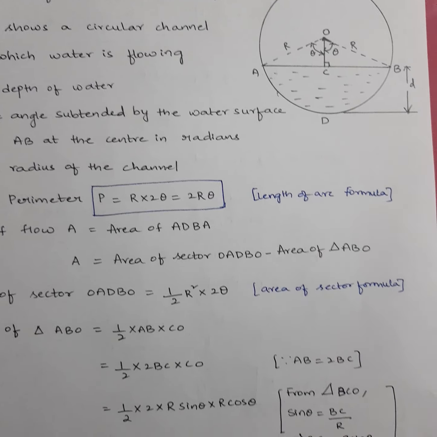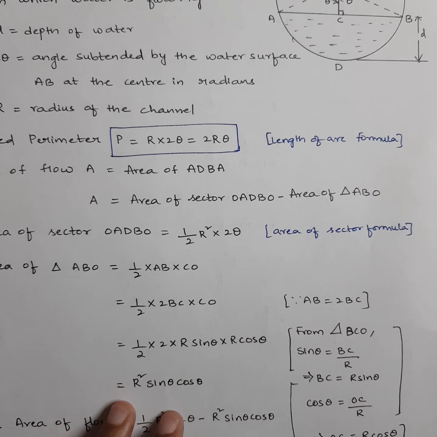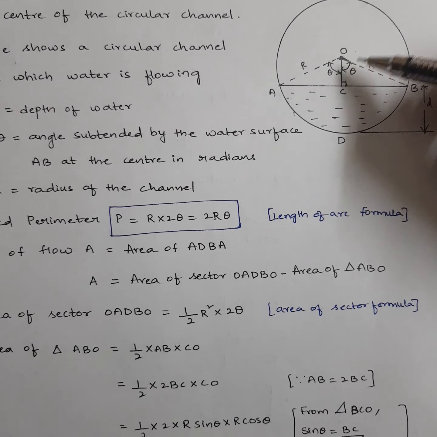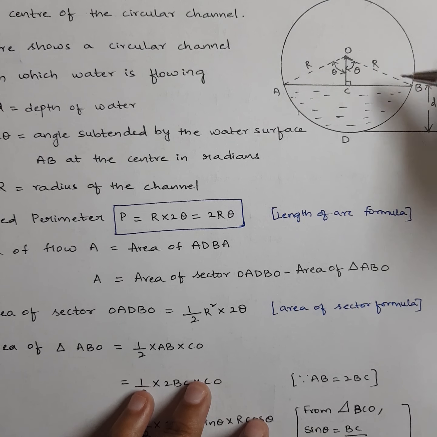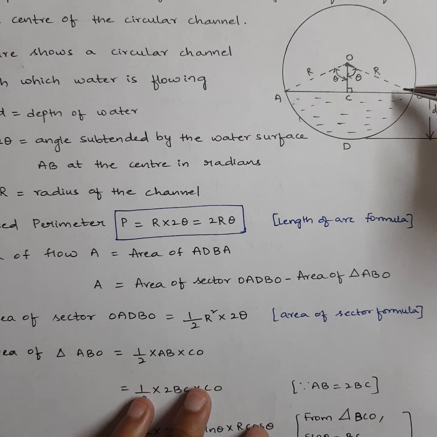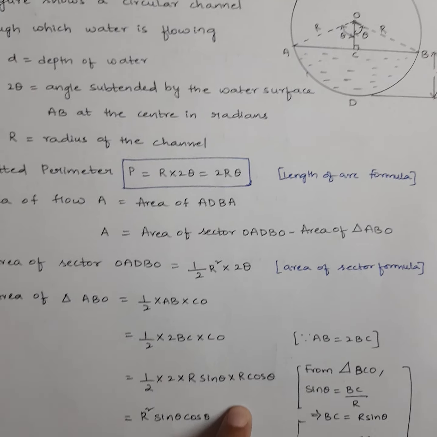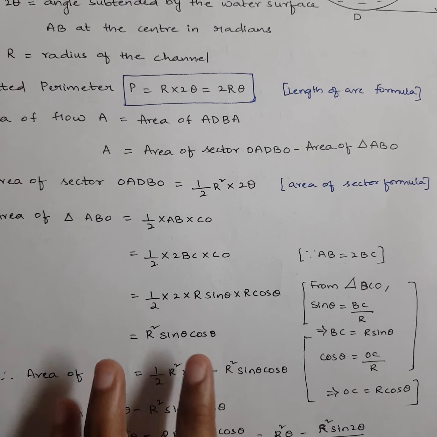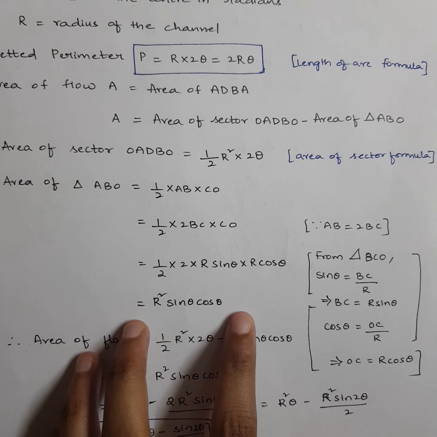So in the place of AB I wrote half into 2 into BC into, still I am missing CO. Again consider the same right angle triangle OCB. Now apply cos. Cos theta will be adjacent side by hypotenuse. Adjacent side is OC by R. So from here OC equals R cos theta. So I have substituted here R cos theta. For your purpose I have written the side also. Just check once again. So finally I will get area of triangle part as R square sin theta cos theta.